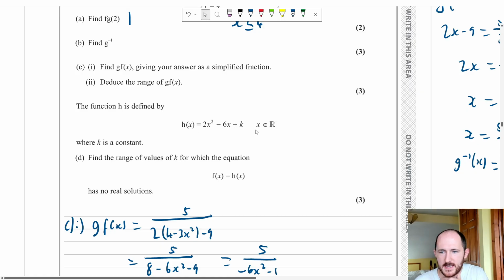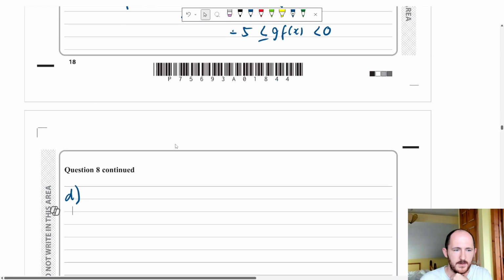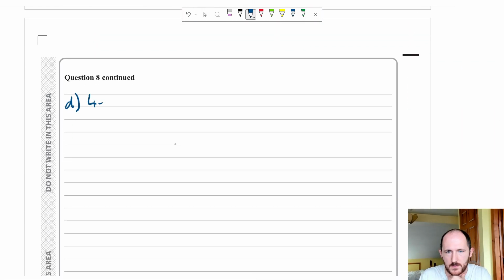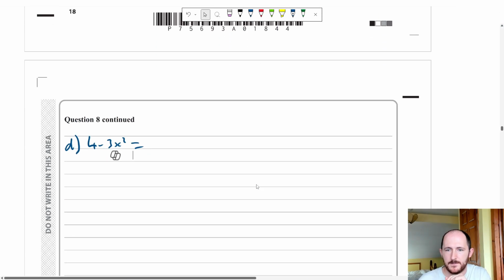We have h of x is this. Find the range of values of k for which these two things are equal. So f of x was 4 minus 3x squared. Let's find that. So we have 4 minus 3x squared equals 2x squared minus 6x plus k.